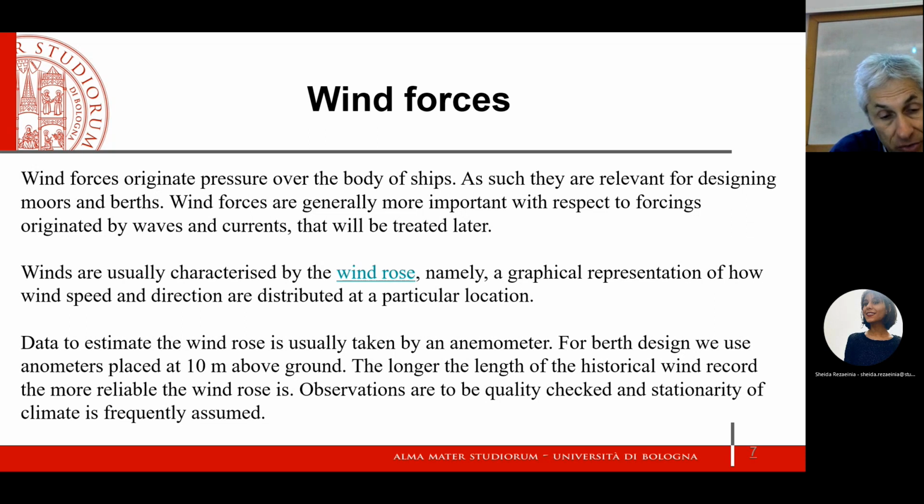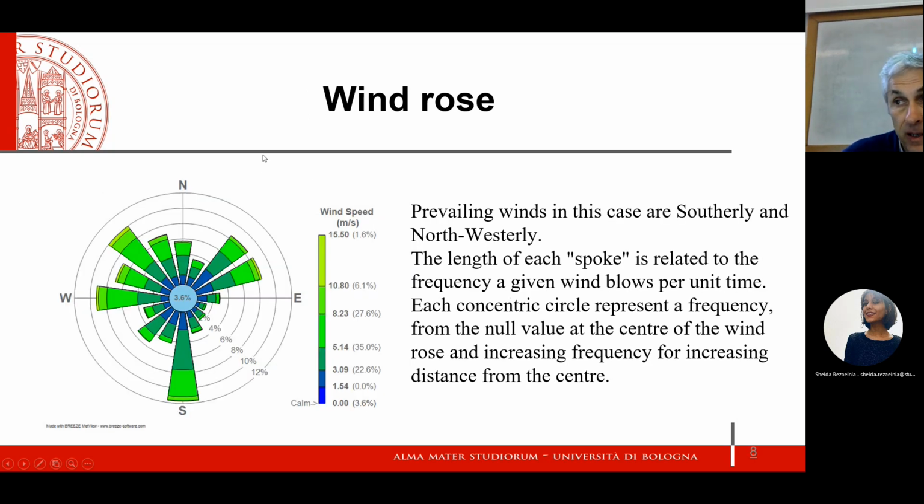And one recommendation, in fact, for harbor design is to align the berth with the main direction of currents and the main direction of winds, for this very reason. Now, what is the windrose? The windrose describes the probability distribution of wind velocity in the different directions. So let's look at the windrose in more detail.